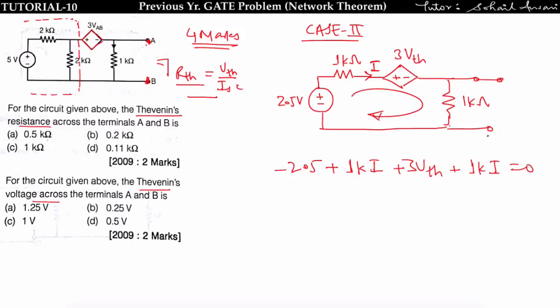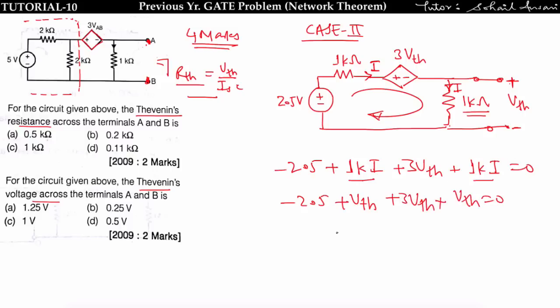Now see, the voltage drop across this 1k into I is the VTH. Okay, means 1k into I can be replaced by VTH, means minus 2.5 plus VTH plus 3 VTH plus VTH is equal to 0. So overall you will get 5 VTH is equal to 2.5, hence VTH is equal to 1 by 2, that is equal to 0.5 volt, means option D is correct.